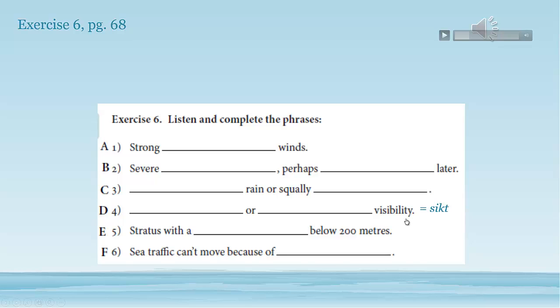Great. So that was A. Strong southeasterly winds. Okay. Let's go for B. B. Severe gale 9. Perhaps storm 10 later. All right, so B, severe gale 9, perhaps storm 10 later.